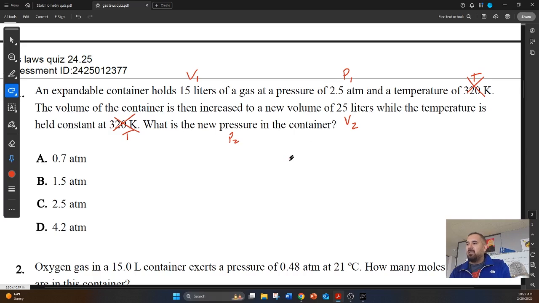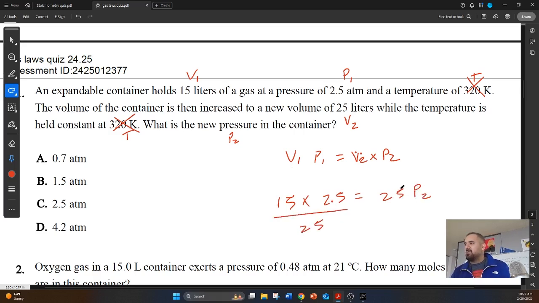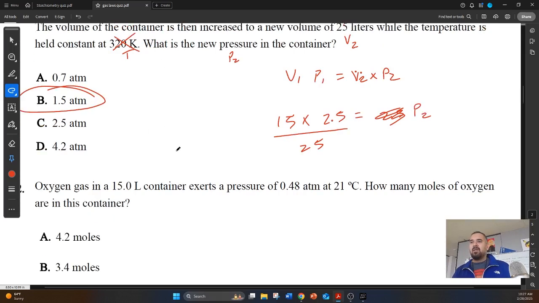So this is going to be V1 times P1 equals V2 times P2. So it's going to be 15 times 2.5 is equal to 25 P2. So all we have to do is isolate our variable. So 25 goes down here, cross this out. So in your calculator, it's going to be 15 times 2.5 divided by 25, and that should have given you 1.5 ATM. Let's move on to the next one.